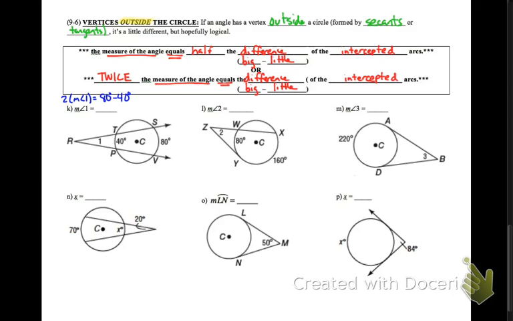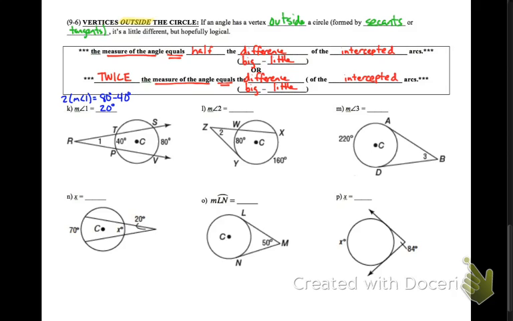So example 1, or example K over here, here is this angle. Angle 1 here, the vertex is outside the circle. It cuts off these two arcs, 40 and 80, so twice the measure of the angle equals 80 minus 40. 2 times measure angle equals 40, the angle equals 20. I'll do 2 more with you here.